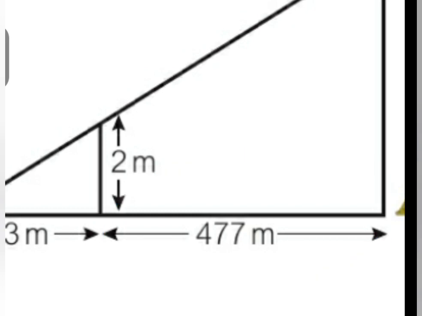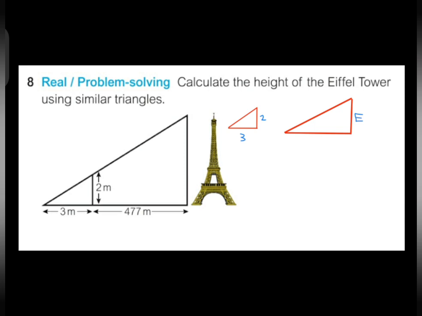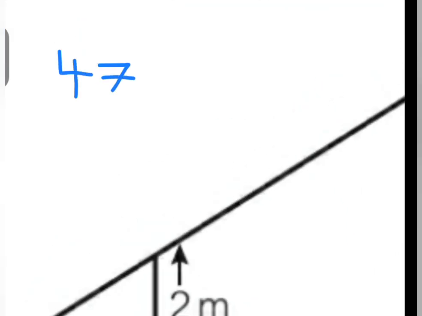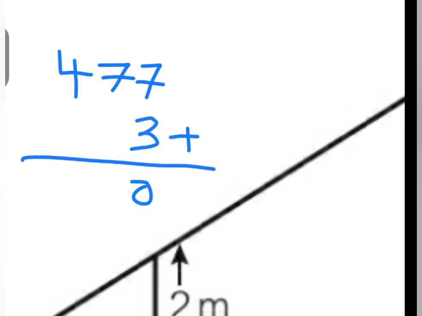But as you can see here, this is not the whole length of the triangle or the base of the triangle. We need the whole length of the base of the triangle. We can't say this is 477 because 477 is from here till here only. But we need the full length of the base of the triangle. So we add 477 with 3 meters. So 477 plus 3 equals 480. So we're going to take 480 and put it here.